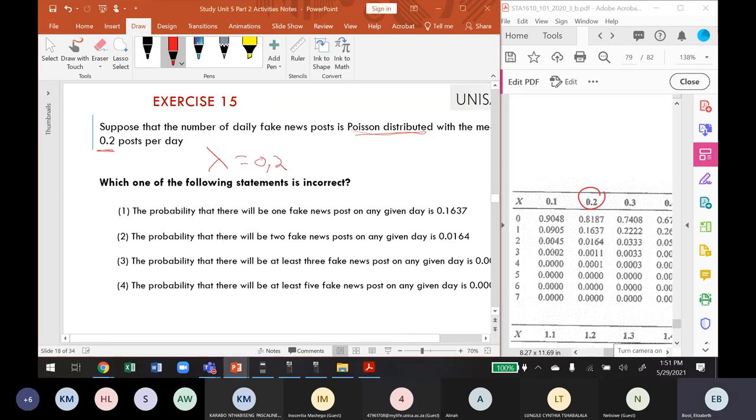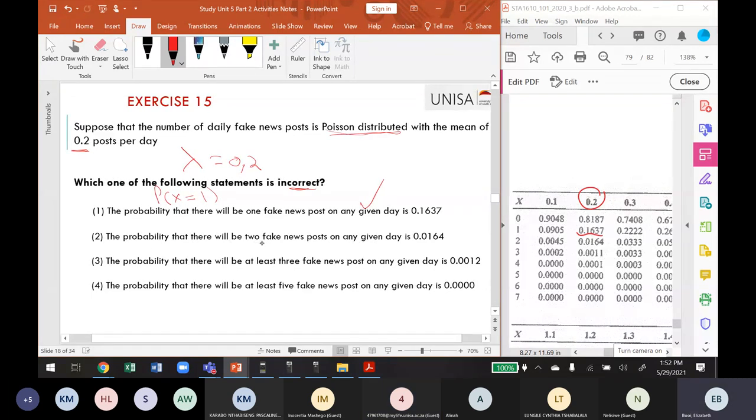So we need to find all of this. The first one says the probability that there will be one fake news, and we're looking for the incorrect one. What probability are we looking for here? X is equal to 1. X is equal to 1. And for 0.2, is that correct? Yes. That will be correct.